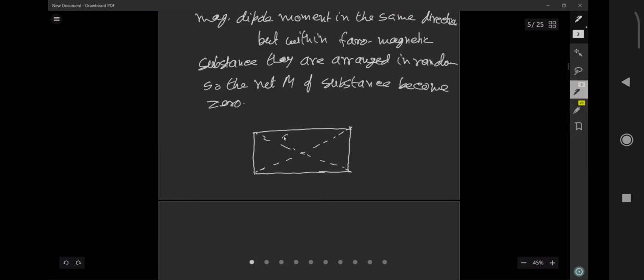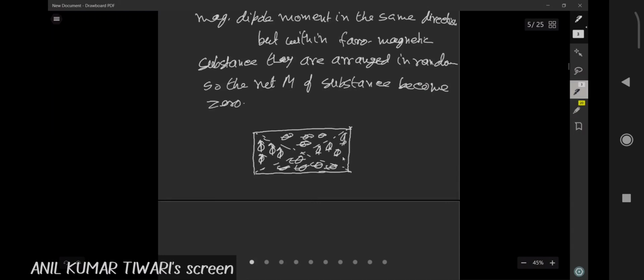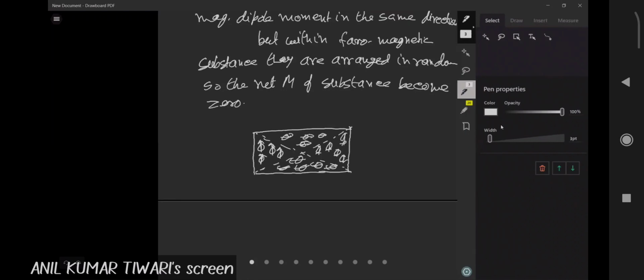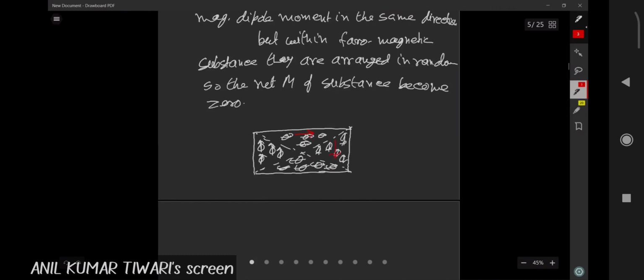In this, all the atoms are having their magnetic dipole moment in one direction. This is one domain. This is another domain, all having one direction. This is another one, all having one direction. So you can see that the net magnetic dipole moment of this region is this, of this region is this, of this region is this, in such a way that M is equal to zero. They are arranged in a random manner in such a way that it becomes zero. Any problem?